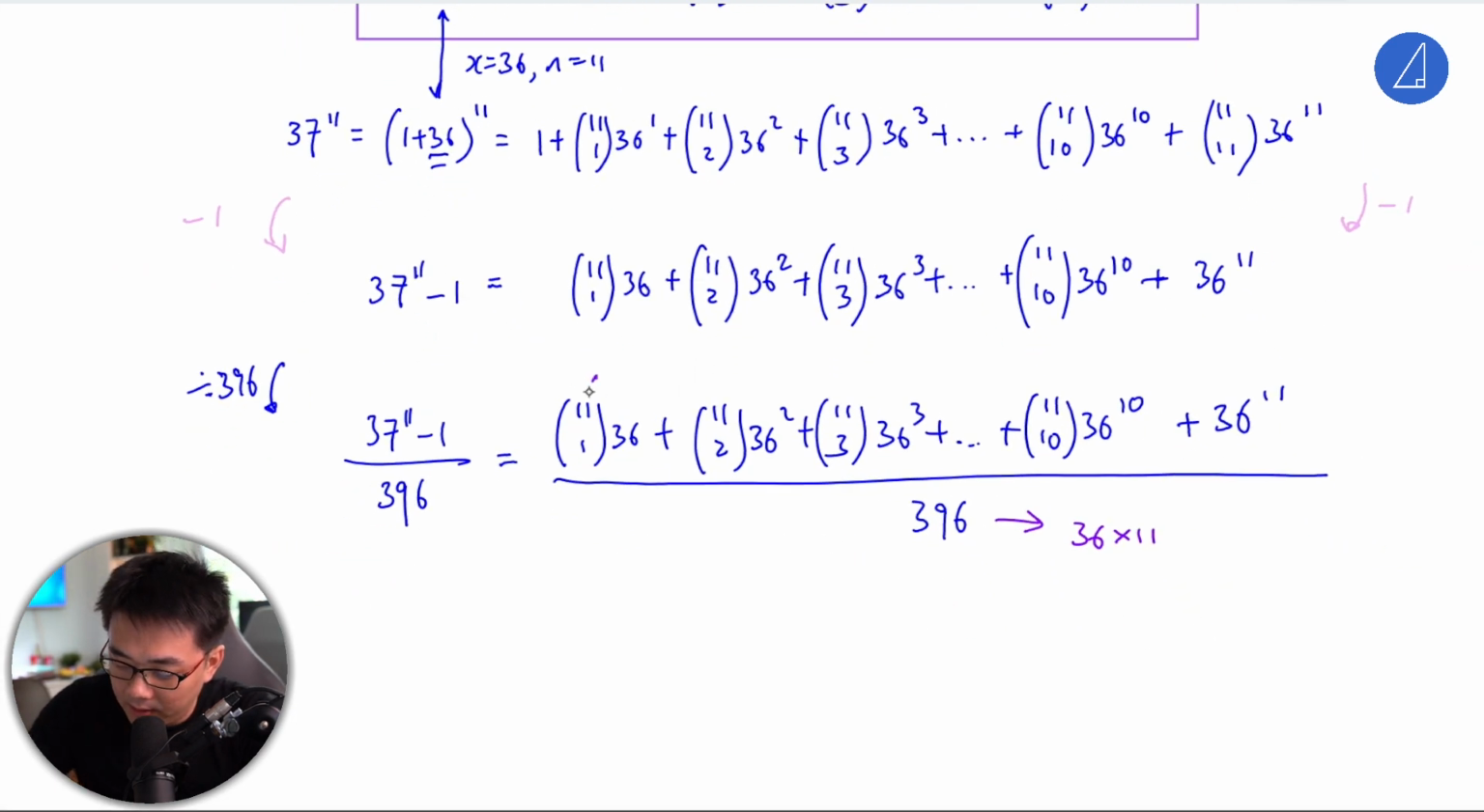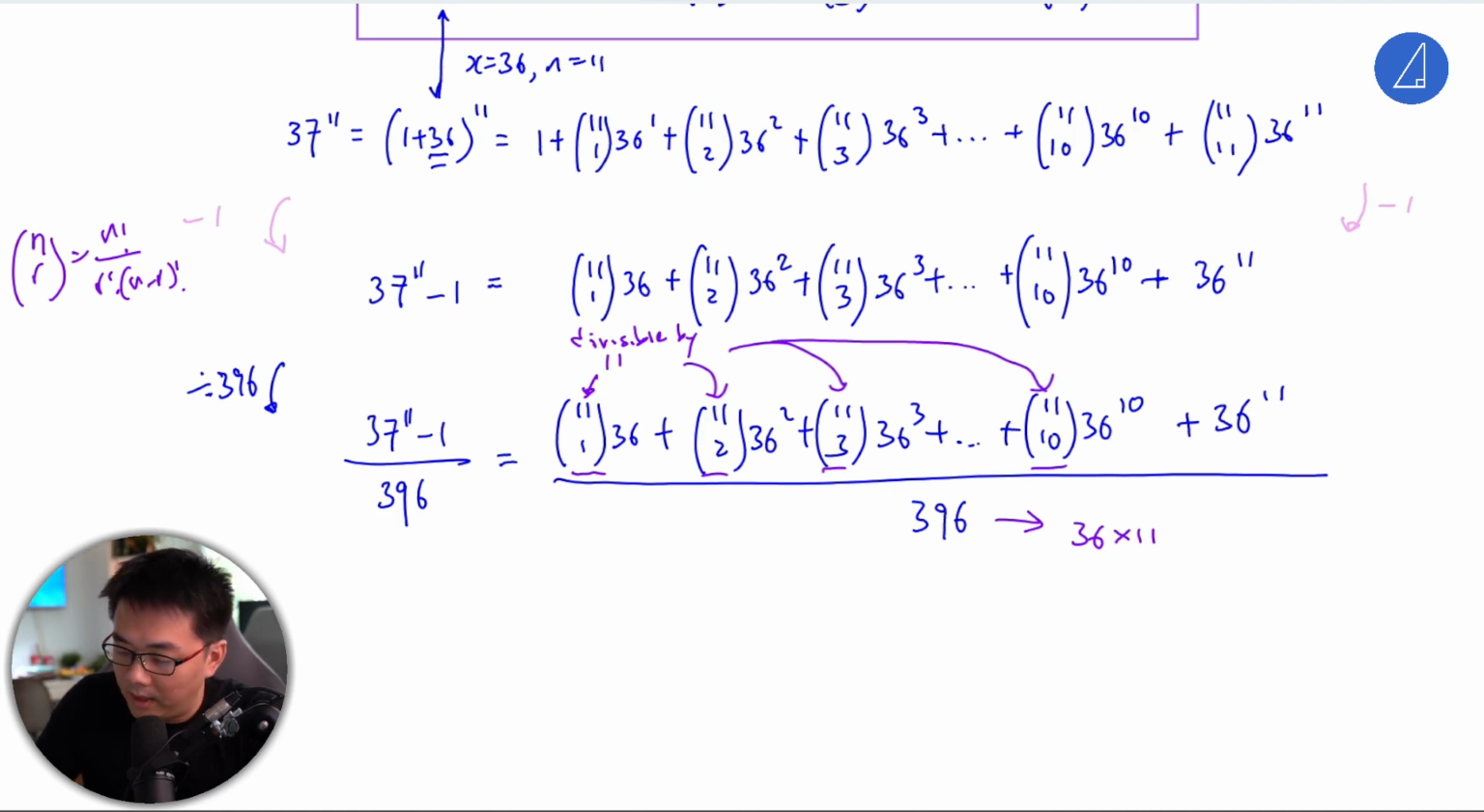You realize that this is actually divisible. 11 choose 1 is divisible by 11 because nCr is always n factorial over r factorial times n minus r factorial. So this is also divisible by 11, this is also divisible by 11, this is also divisible by 11. But this is not divisible by 11. That is the important part.